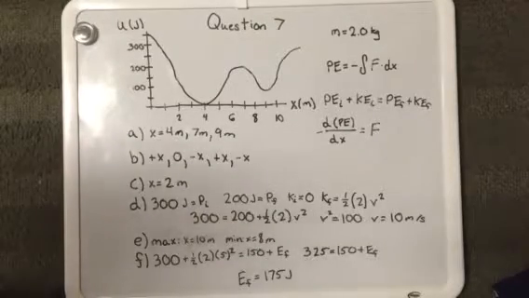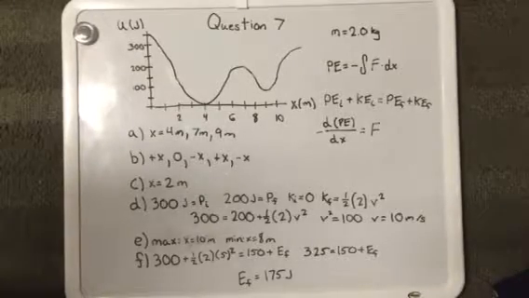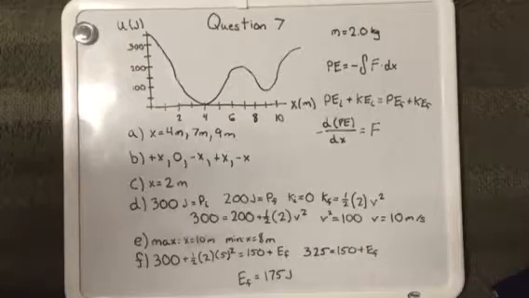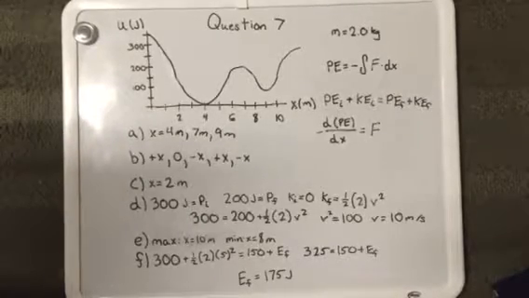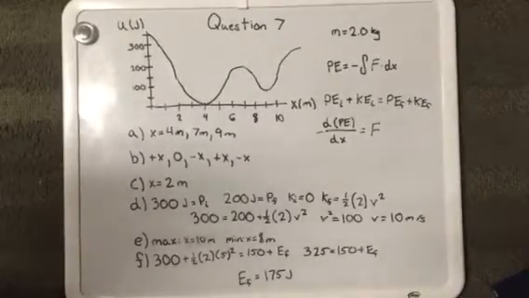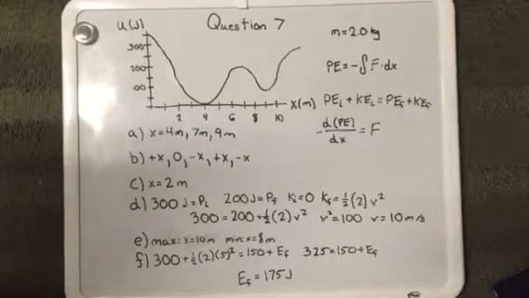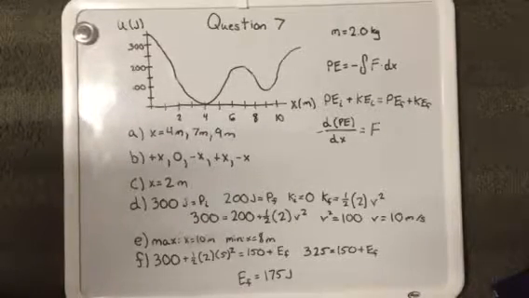For part B, it wants to know the direction of the force acting on the object at x equals 2, 4, 6, 8, and 10 meters. So given the equation that the potential energy equals the negative integral of force, for the first part of the graph, since the graph is potential energy, you want to take the derivative, and since the slope is negative, that gives us a positive force at x equals 2.